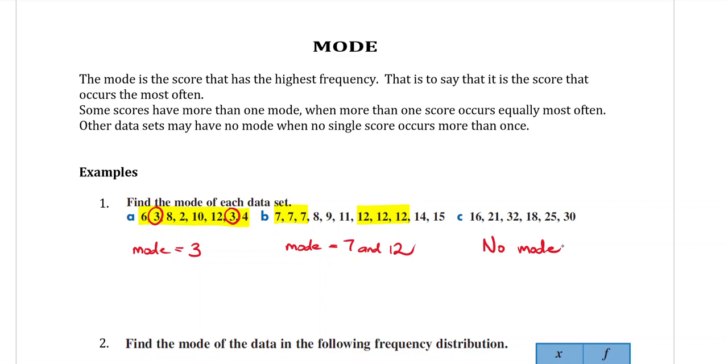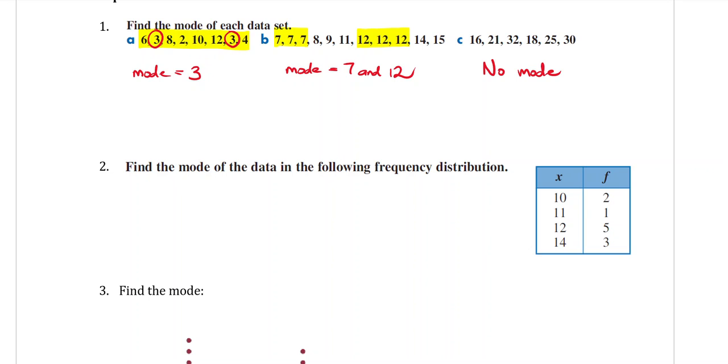Okay? Question 2, we can also do the mode from a table. Now remember I said most means the highest frequency. F stands for frequency. These ones here, they're your frequencies. These ones here are your scores. So 10 happens twice, 11 happens once, 12 happens 5 times, and 14 happens 3 times. That's what that means. So which one happens the most? The 12, because it has the highest frequency. Okay, so 12 is your mode.